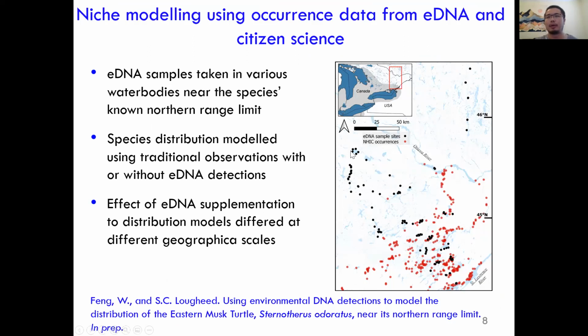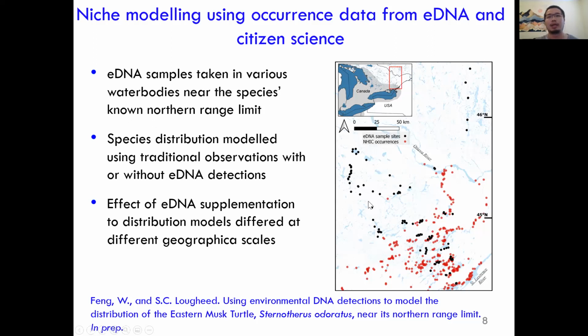The black dots are where I took water samples. The red dots are observational data from a public database. So we modeled the species distribution using a data set that only includes observational data and a data set that is complemented or augmented with environmental eDNA detection.